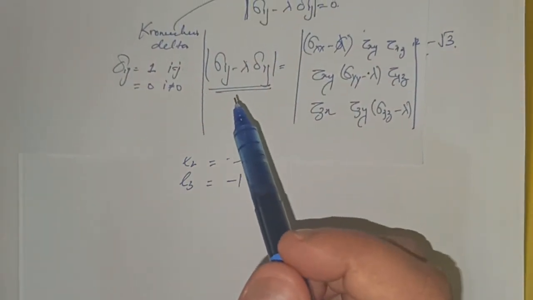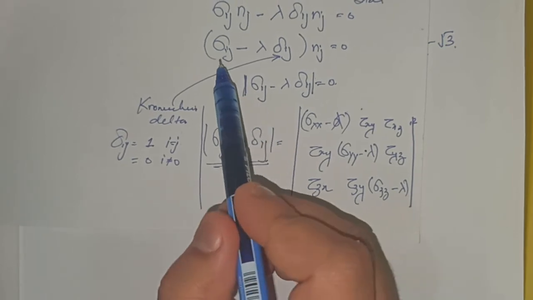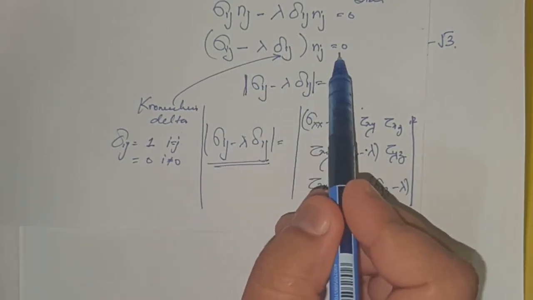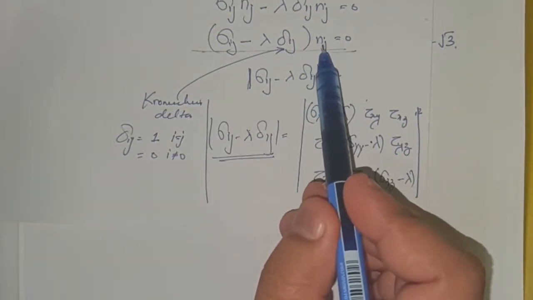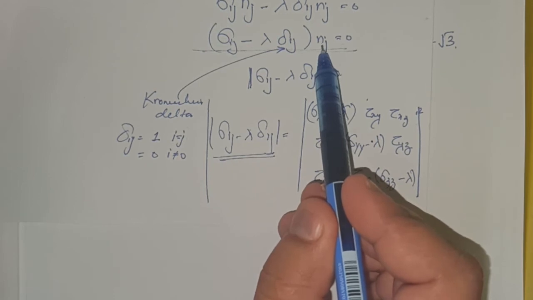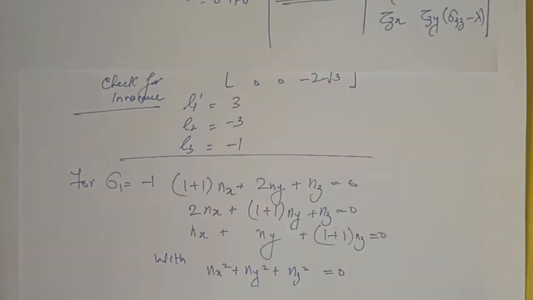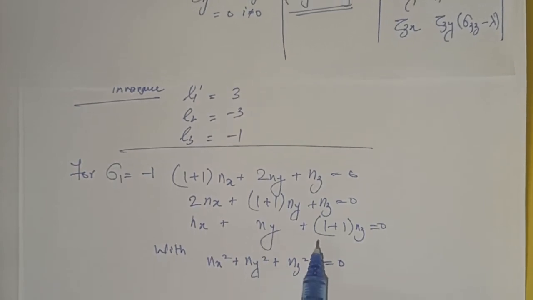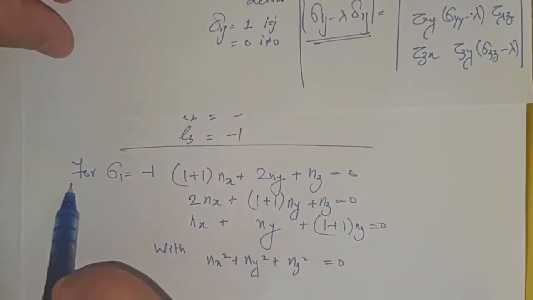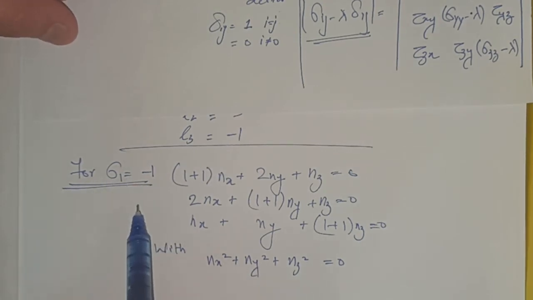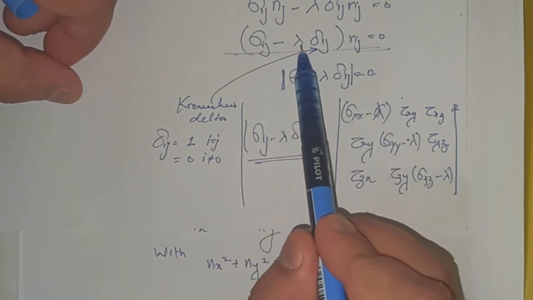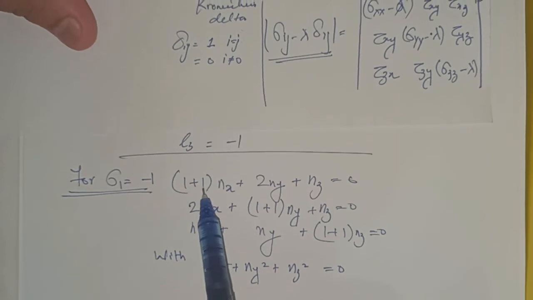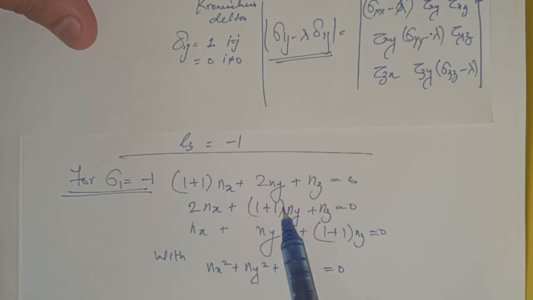Just see this equation: sigma ij minus lambda delta ij nj equals 0. We'll be using this equation to obtain the directions because nj is there. So what will be our matrix now? Each of the eigenvalues is obtained like this. For a particular eigenvalue sigma 1, you will have three equations from this. For sigma 1 minus lambda delta ij, the sigma 1 value will be subtracted from the normal stresses.